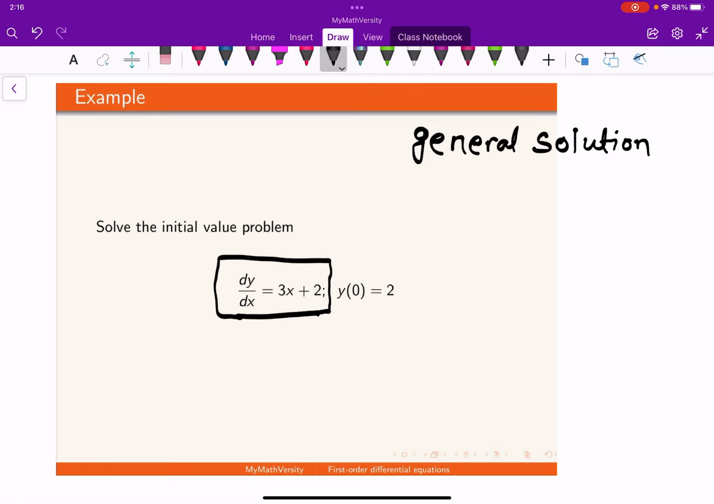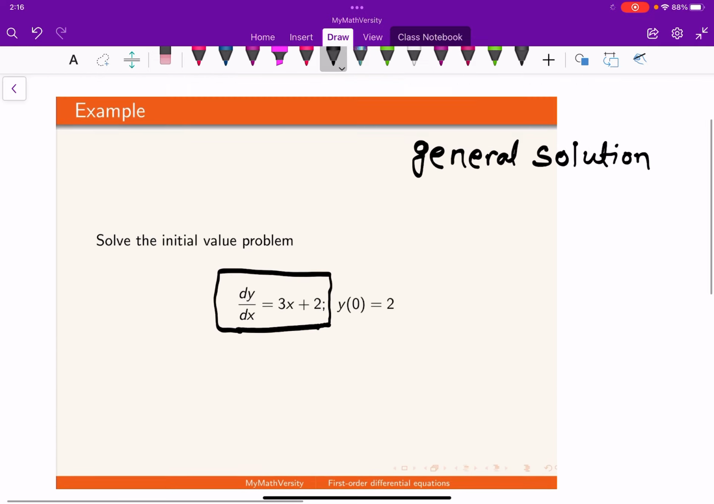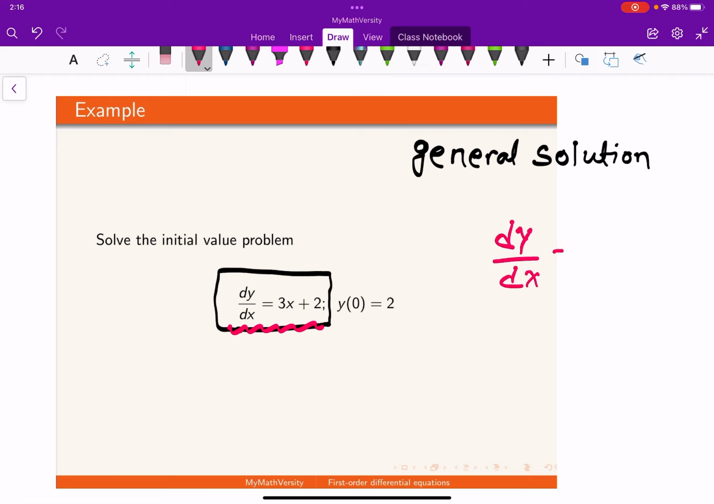There are several techniques we can apply to find a general solution of a differential equation, but in this particular case we can do it very easily because this is one of the simplest differential equations. Why do I call it the simplest? You can look here. We have the derivative of y with respect to x equal to some function of x. That means we are just looking for some y, some function whose derivative is f of x, or whose derivative is 3x plus 2.